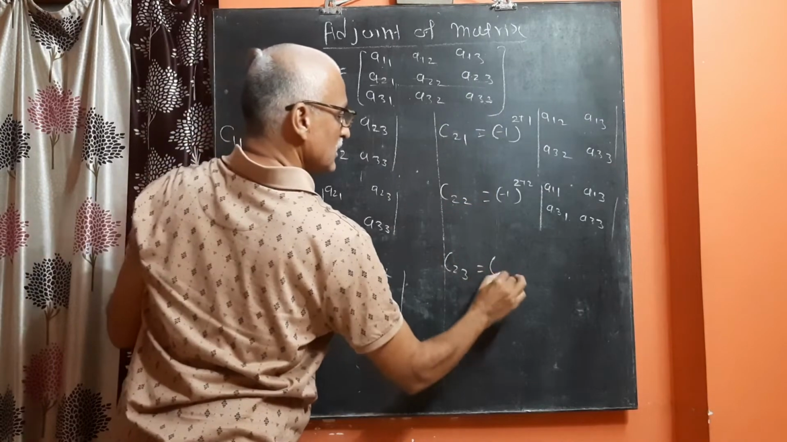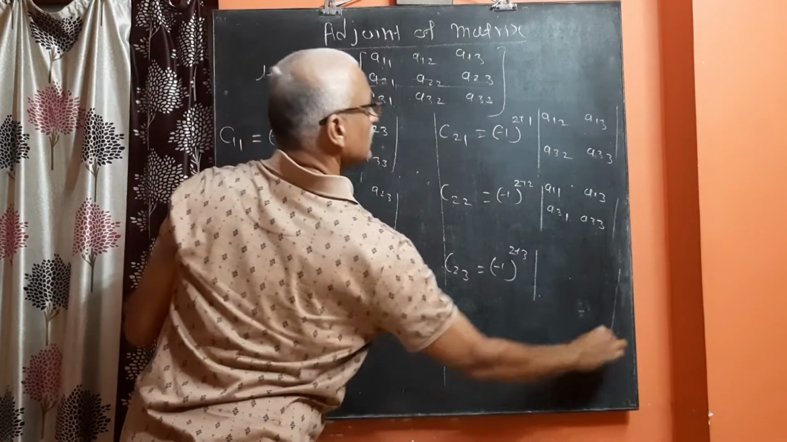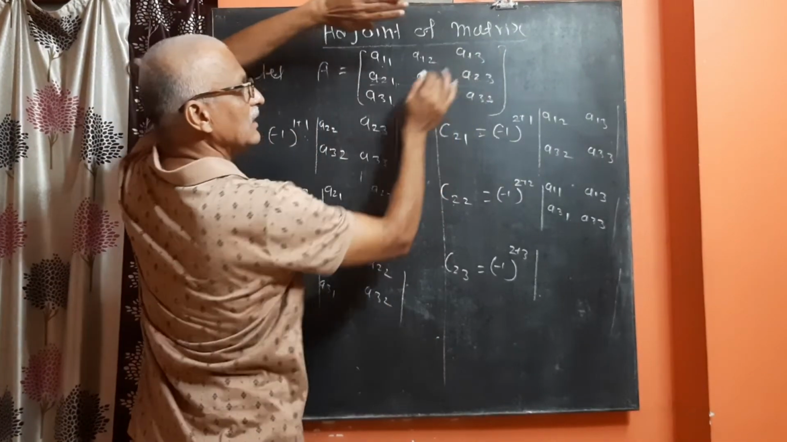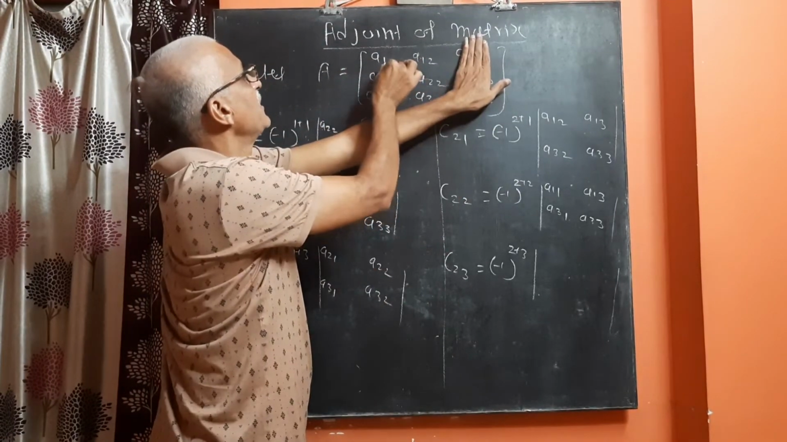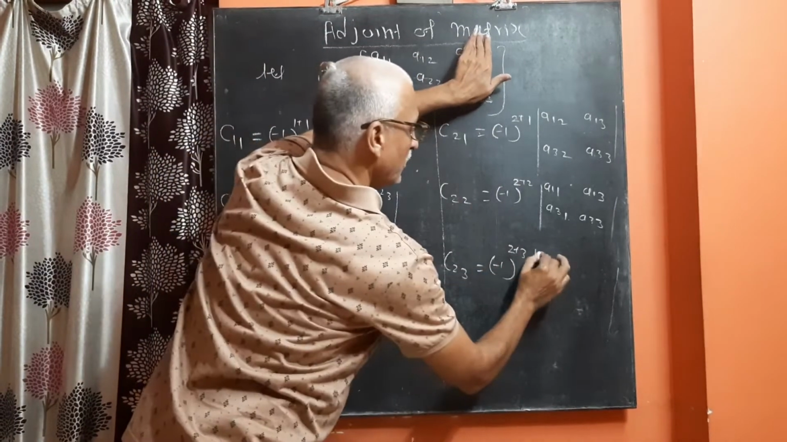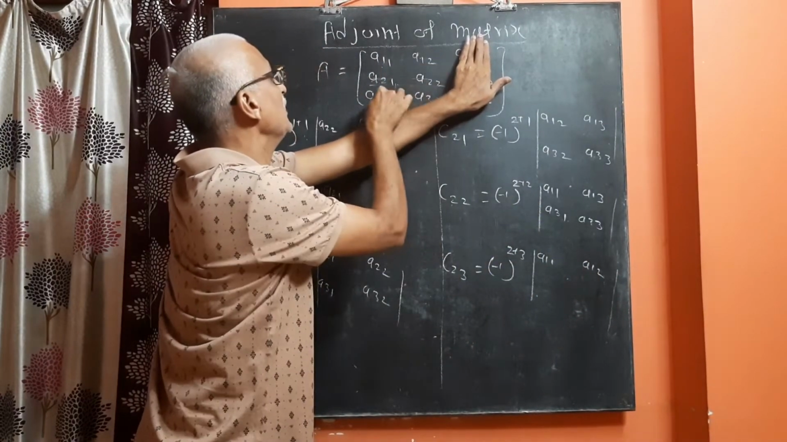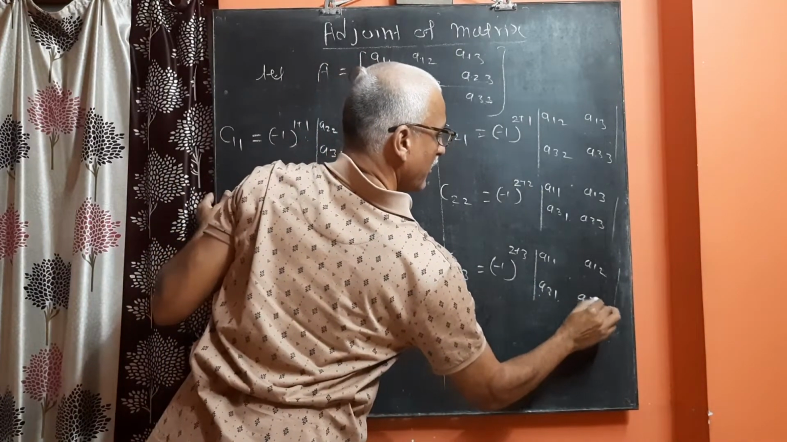Then comes C23, means this position. C23 equals to minus 1 raised to 2 plus 3 into determinant of this row and this column. Skip the second row and third column. These elements are gone, and what remains is A11 A12 and A31 A32.